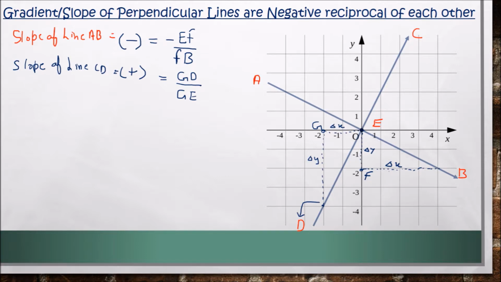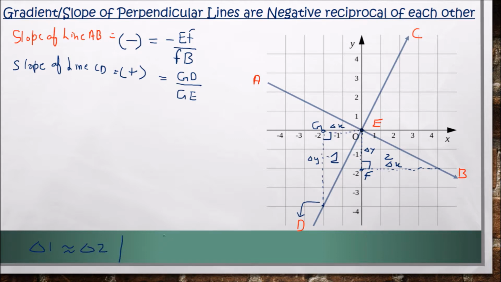Now, since we know that the gradient of perpendicular lines are negative reciprocal of each other, before we move on to actually proving why, let's have a look at our two triangles. So let's write this as triangle number 1 and triangle number 2, and let's focus on the 90-degree angle. Now, I can say that triangle number 1 and triangle number 2 are actually congruent. So I can say that triangle 1 is congruent to triangle 2.